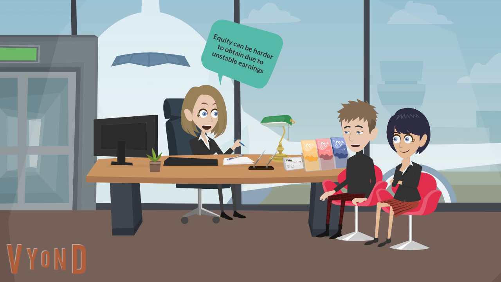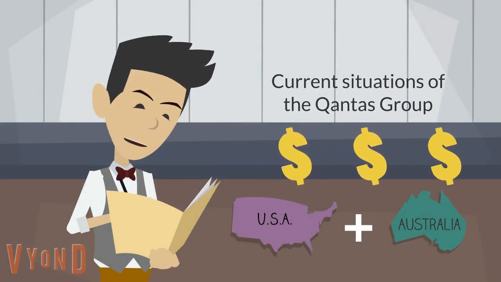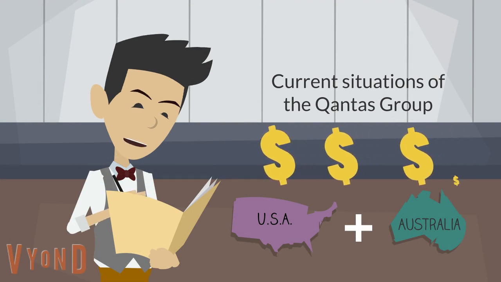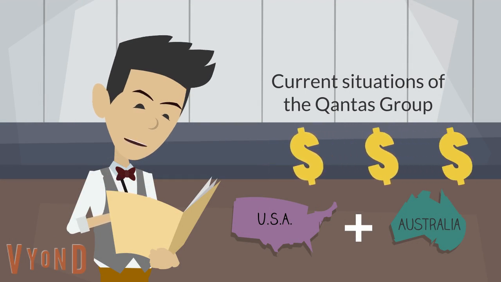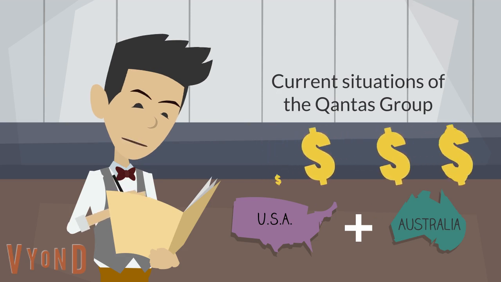For the aviation industry, equity can be harder to obtain due to unstable earnings, which is lower than the average price-earnings ratio. The portfolio of the Qantas Group, which consists of AUD and USD currency assets and debt, is sensitive to the fluctuations of market interest rate.